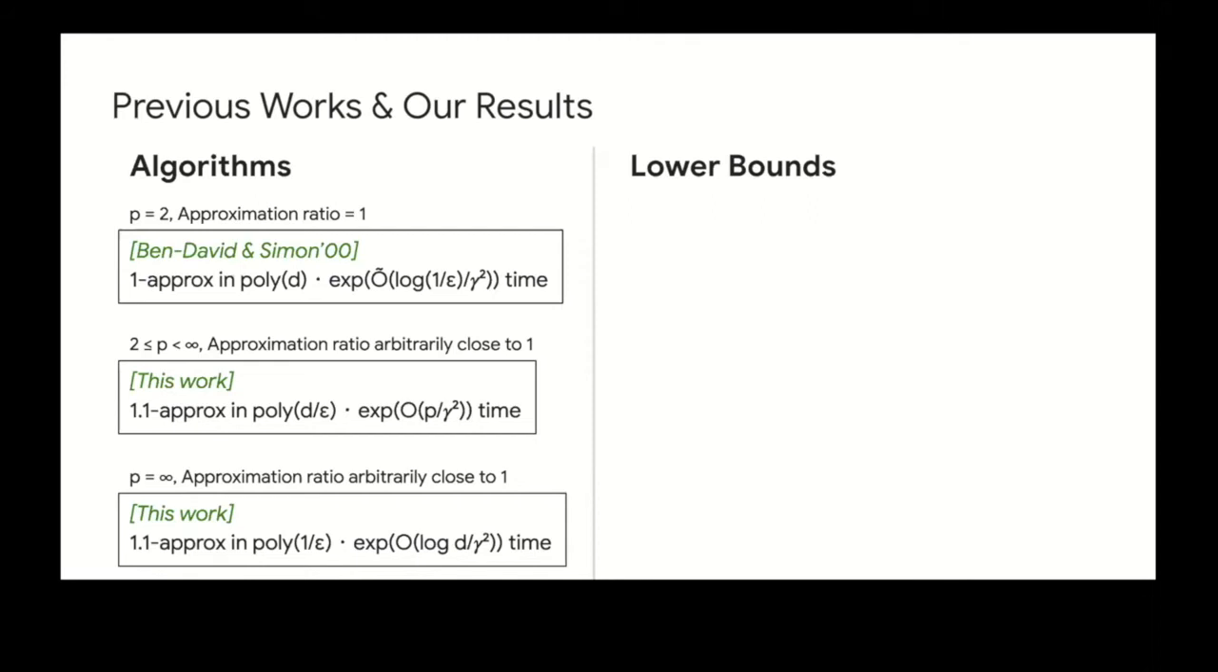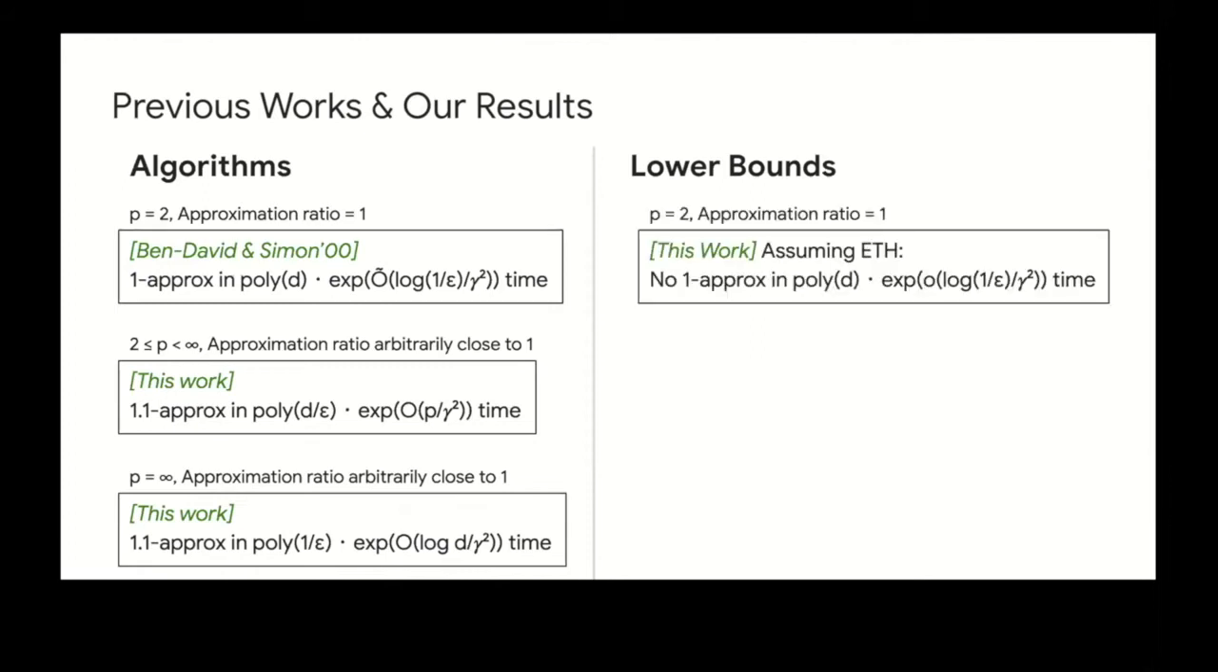Okay, so those are the algorithms. In terms of the lower bound, it turns out that all of these are basically tight. So first we show that in the setting of approximation ratio exactly 1, this 1 over epsilon to the gamma square is necessary. You cannot speed this up, assuming ETH.